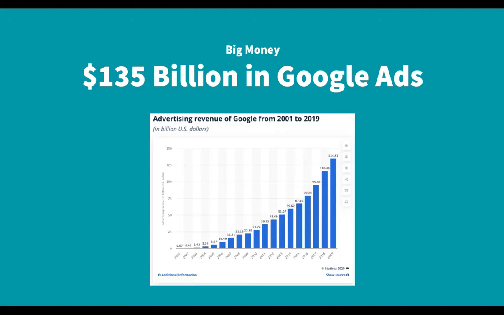Google Ads and how the auction works and how Google Ads are created. Google Ads are big money, $135 billion in advertising revenue from 2001 to 2019. That's a lot of money. It's the main way that Google stays afloat. Not that they have any trouble staying afloat, but let's take a look at some of the concepts here.